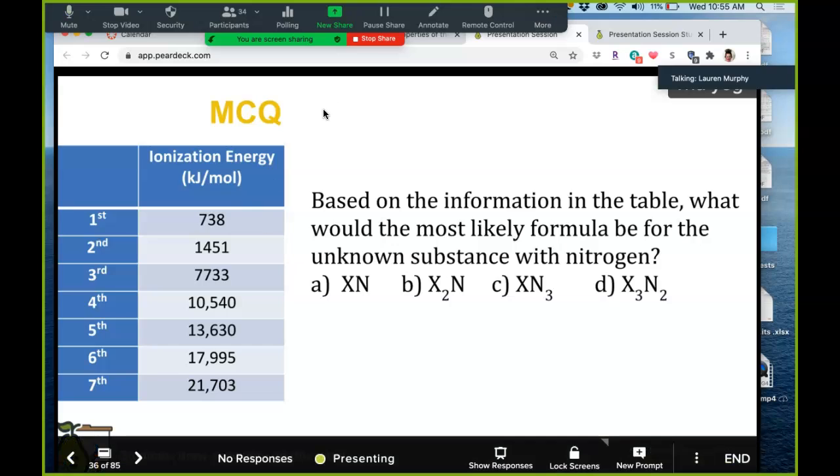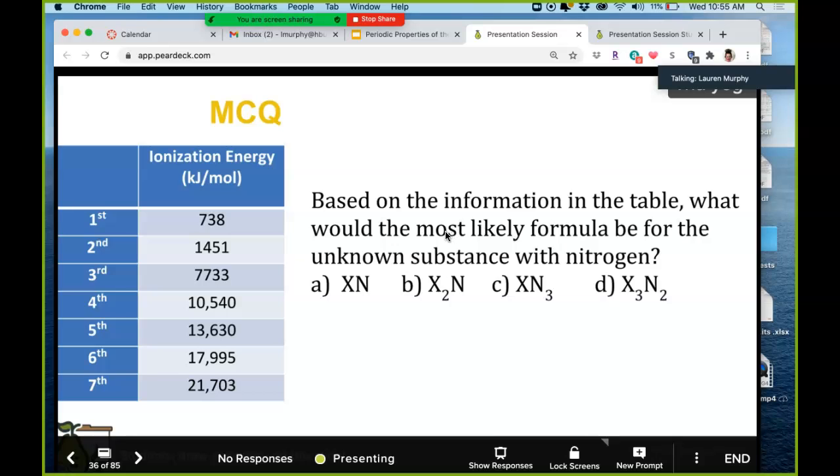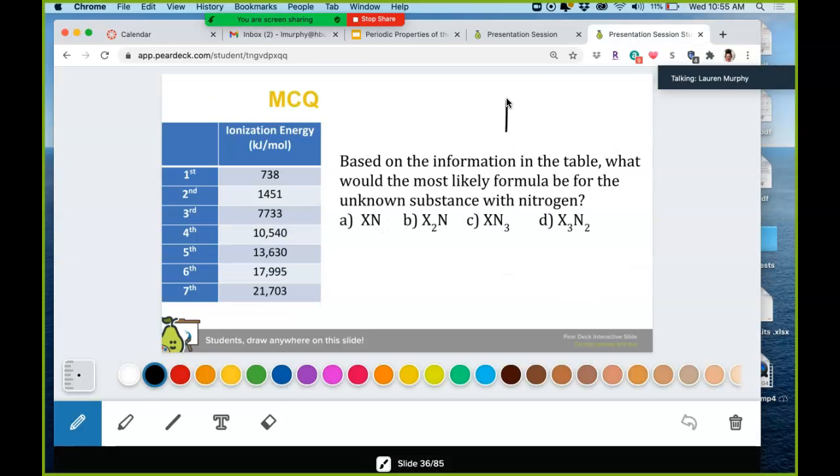All right, this guy. So we go, okay, based on the information in the table, what would the most likely formula be for the unknown substance with nitrogen? Well, nitrogen's common ion is -3. It would like to gain 3. So for this unknown, I need to figure out how many valence electrons it has from these jumps. So it looks like here, this is another 700. Ugh, this is the jump again between the second and the third. So if the jump happens here, this most likely has 2 valence electrons.